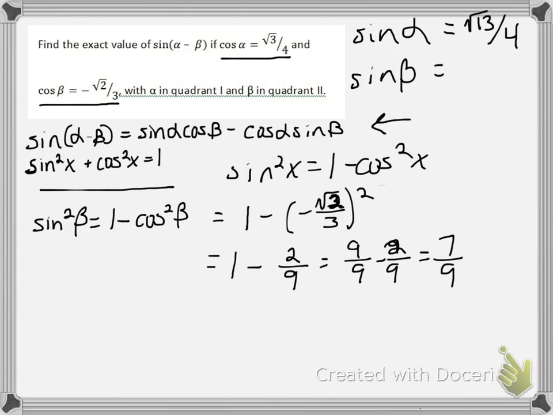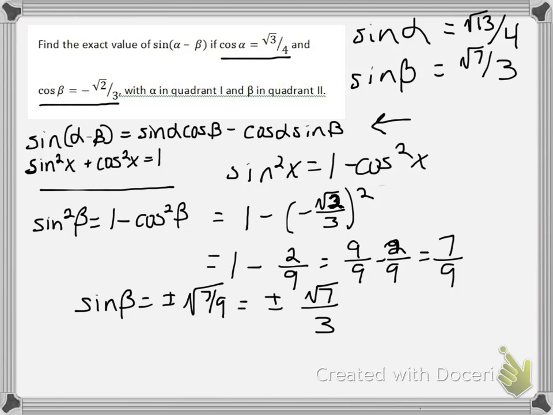Okay, so that's what our sine squared of beta is. Take the square root of both sides, though, because we want the sine of beta. So plus or minus square root of 7 ninths, which is plus or minus square root of 7 over 3, because the square root of 9 is 3. So again, we have to decide, do we want the positive or negative answer? Well, beta is in quadrant 2, and in quadrant 2, the sine is positive, so again, we want the positive answer. So our sine of beta is positive square root of 7 over 3.